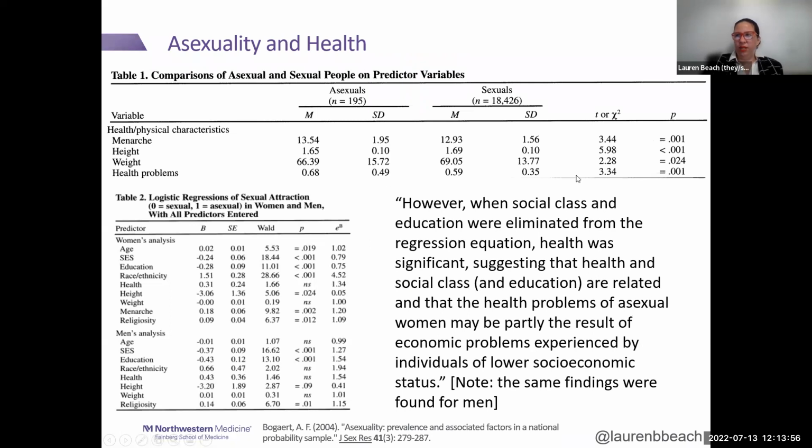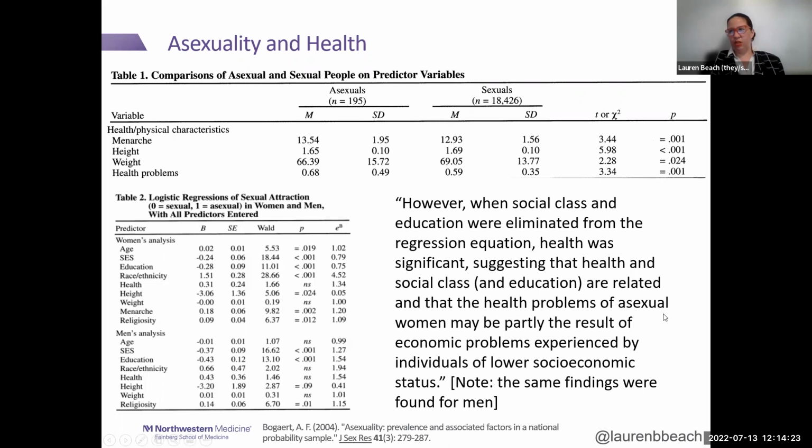So knowing that, looking at the differences between asexual people and here this says sexual, the term that's come to be quite common now rather than sexuals is allosexuals, especially within asexual communities. So you see that there was a significant difference between asexual and allosexual people in the study as it came to health problems, with asexual people having a higher burden.